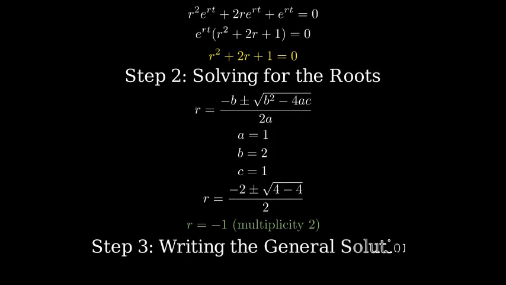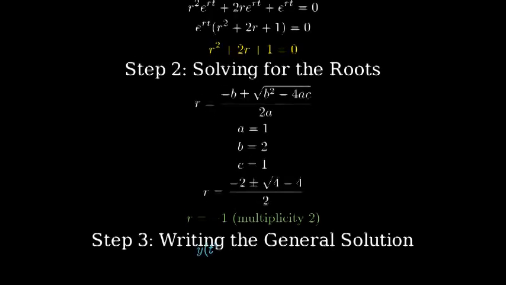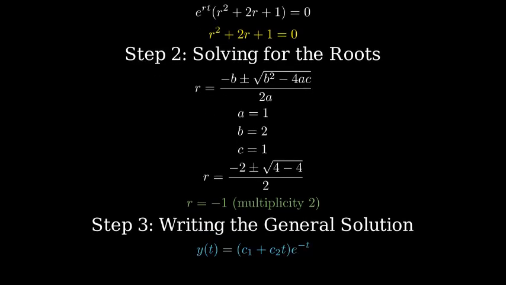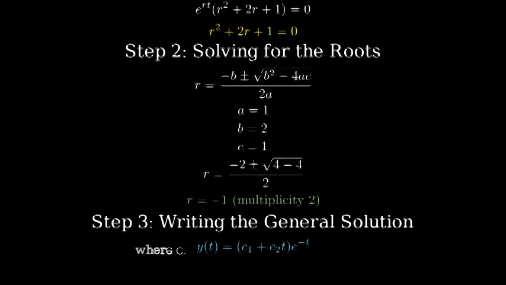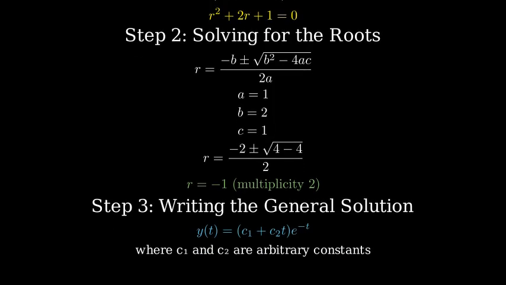Finally, step 3, writing the general solution. Since we have a repeated root, r = -1, our general solution takes the form y(t) = (c1 + c2 t) e^(-t), where c1 and c2 are arbitrary constants.